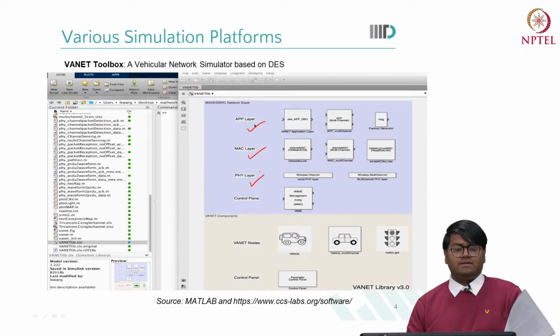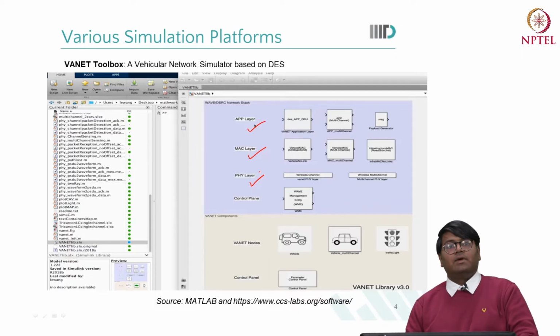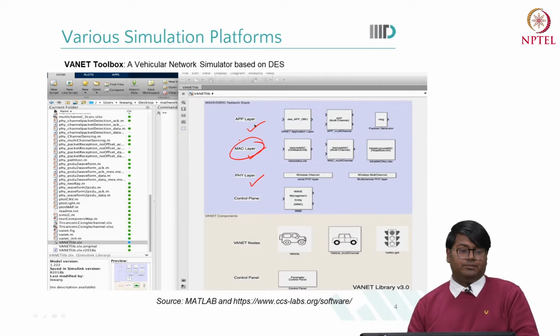Now I'll quickly discuss various simulation platforms that are used for vehicular network simulations. First, we will briefly discuss the VNet Toolbox. This VNet Toolbox is a vehicular network simulator which is also a Simulink library, and this library contains various network layers. We have the application layer, the MAC layer and the physical layer.